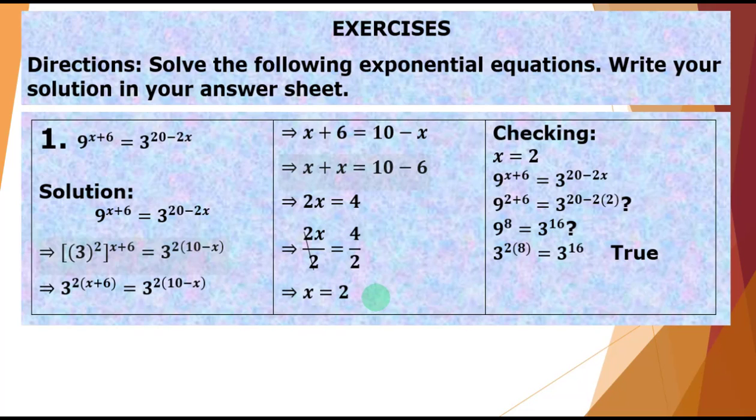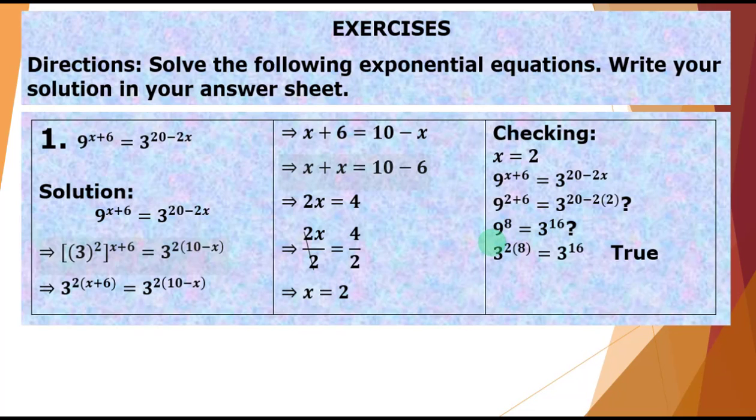Don't forget to check if x equals 2 is actually the solution to the given exponential equation. For x equals 2, we just copy the original term. Then, we substitute x equals 2. This is 9 raised to 2 plus 6 equals 3 raised to 20 minus 2 times 2. Is this true? We are not yet sure, so we put a question mark.